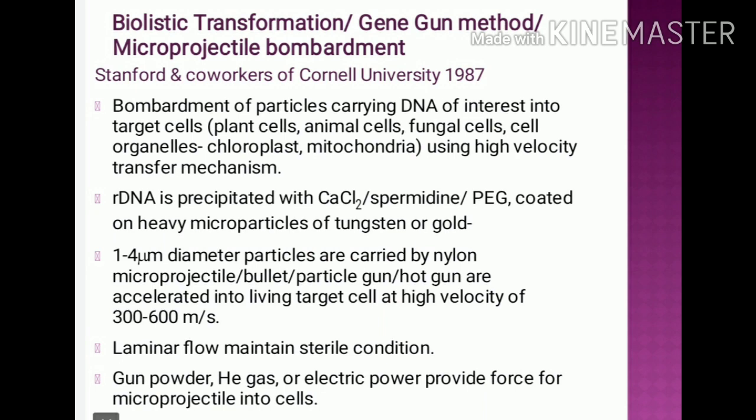The target cells could be plant cells, animal cells, fungal cells, or cell organelles like chloroplast and mitochondria. And it is done using a very high velocity transfer mechanism. Recombinant DNA is precipitated with calcium chloride, spermidine, or polyethylene glycol coated on heavy microparticles of tungsten and gold.